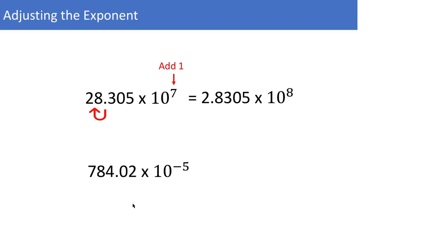And this is another example. This obviously is not in scientific notation. I have to move this decimal point 2 positions to the left. So I'm dividing by 10, so I have to multiply this by 100, meaning adding 2 to this exponent. I will get this 7.8402 times 10 to the power negative 3.